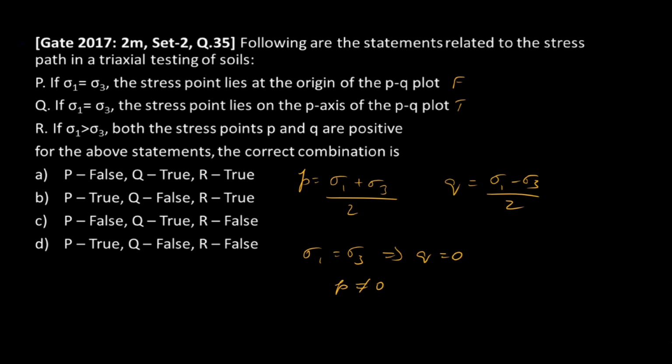Next, if sigma 1 is greater than sigma 3, then P is not equal to 0 and Q is not equal to 0. Therefore, both the stress points P and Q are positive. Yes, then that is also true. So P is false, Q is true, and R is also true. Option A is the right answer.